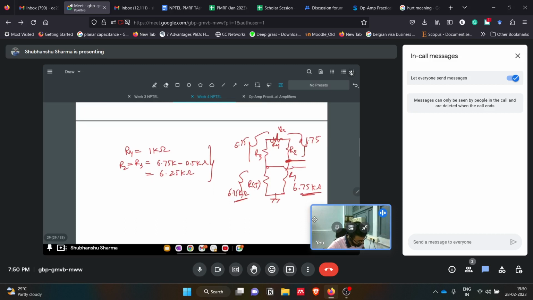Okay, and since we consider this R4 as 1 kilo ohm, R2 and R3 we can choose as 6.25 kilo ohms. So ultimately this branch will have 6.75 kilo ohms, and this will have 6.75 kilo ohms. R of T, the thermistor resistor, will also be 6.75 kilo ohms. Then what will happen? So this voltage will be maintained at VCC by 2.